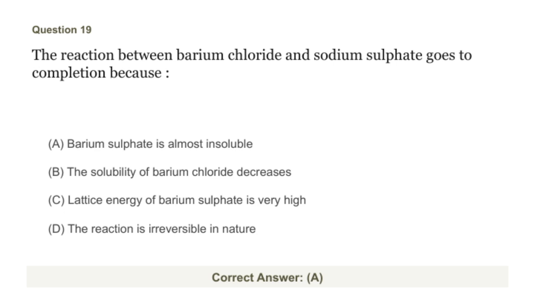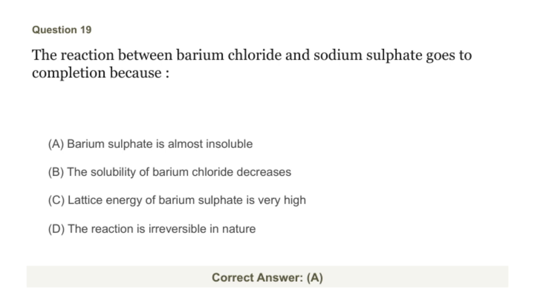Barium sulfate is almost insoluble in water, which means when these two compounds react, barium sulfate forms a solid precipitate. This precipitate effectively removes barium ions from the solution, driving the reaction forward to completion. Now to clarify the other options. Option B suggests that the solubility of barium chloride decreases, but that's not the key factor here.